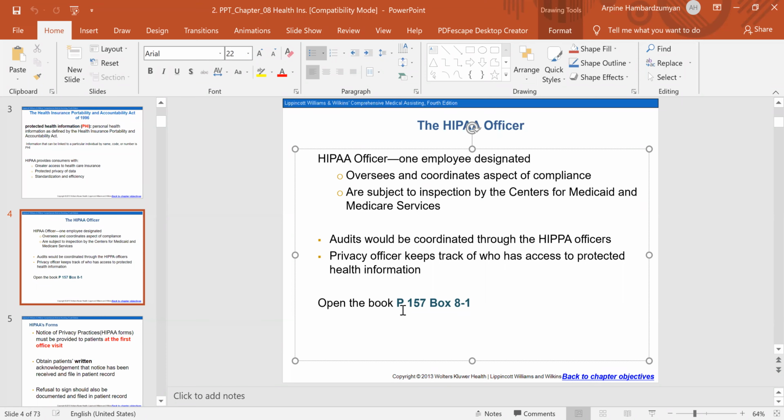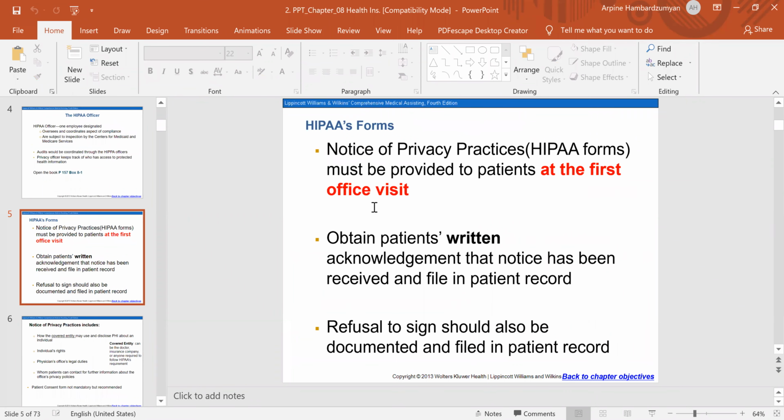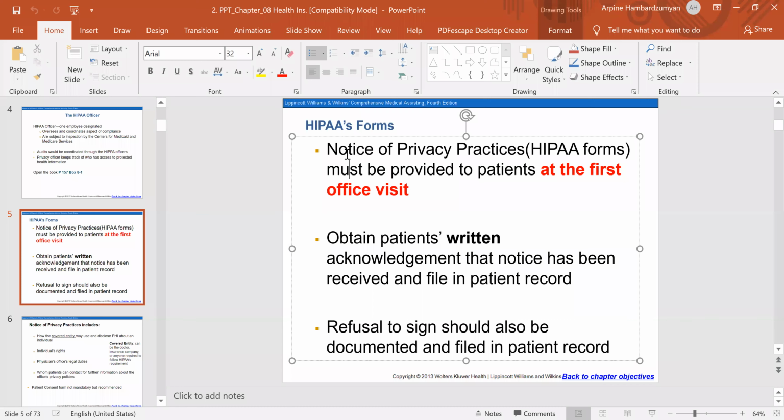So after this lecture, please go to page 157 in your book and read box 8.1. So you are required to have the HIPAA form signed when the patient comes to your office for the first time. Do you see, at the first office visit?